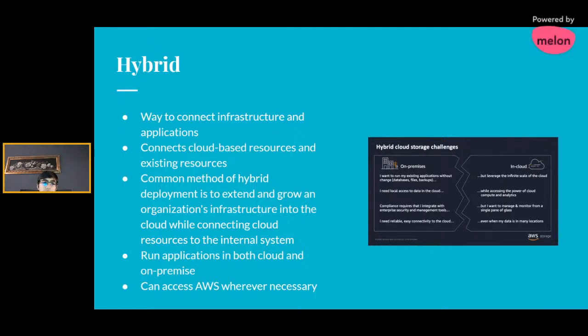Next, what is hybrid? A hybrid approach is a way to connect infrastructure and applications, and it connects cloud-based resources with existing resources. A common method of hybrid deployment is to extend and grow an organization's infrastructure into the cloud while connecting cloud resources to the internal system. This way, you can run applications in both the cloud and on-premises, as well as access AWS wherever it is necessary.